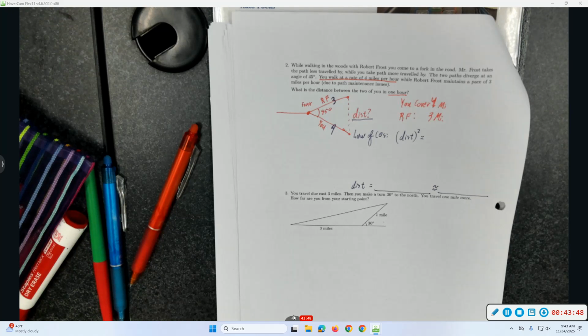Alright, cool. Let's see it. Exact value or decimal approximation of the eventual distance. What do we get?